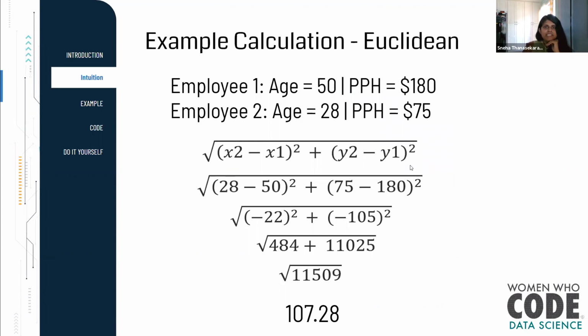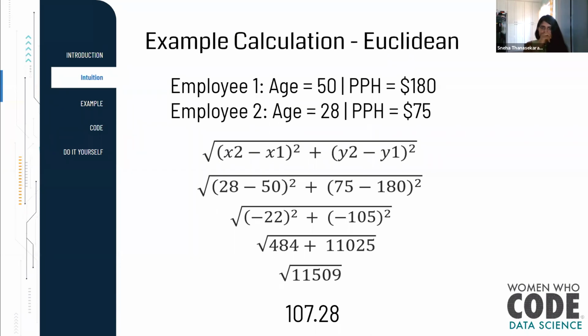Okay, so here's an example calculation that I made. We have 2 points, which are employee 1 and employee 2. Let's say we have 2 variables for these people, which are age and pay per hour. Employee 1, which is data point 1, has an X value, or age, of 50 and a Y value, or pay per hour, of $180. Employee 2, who is data point 2, has an X value of 28 and a Y value of $75.